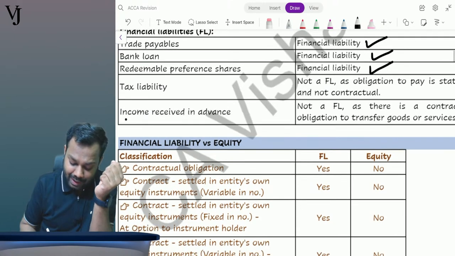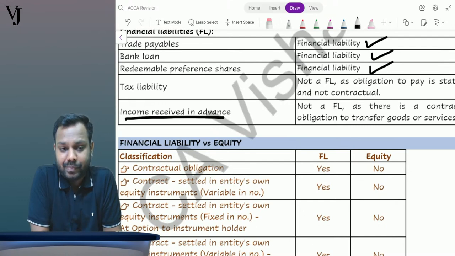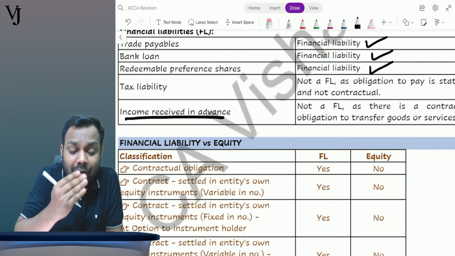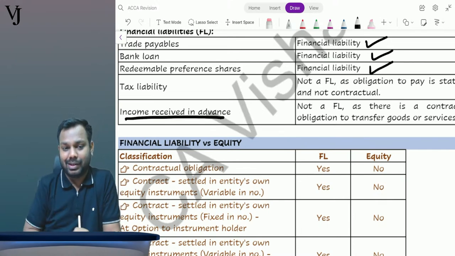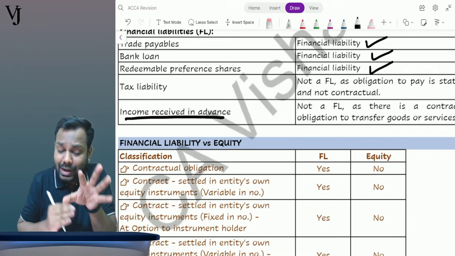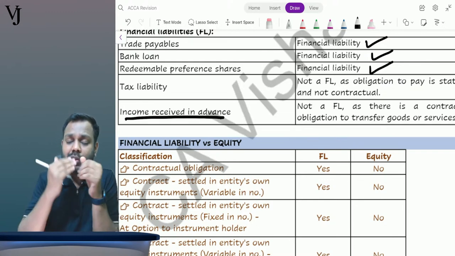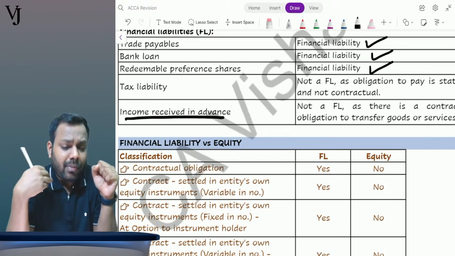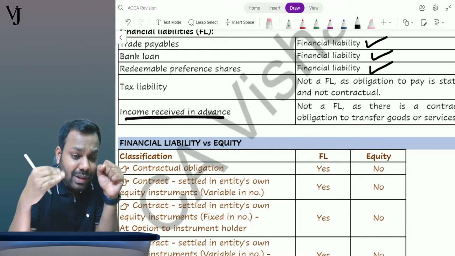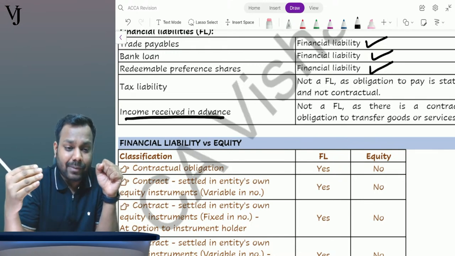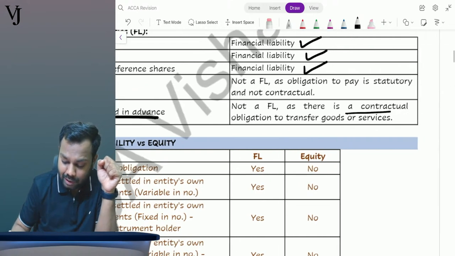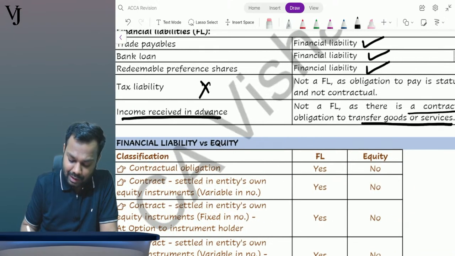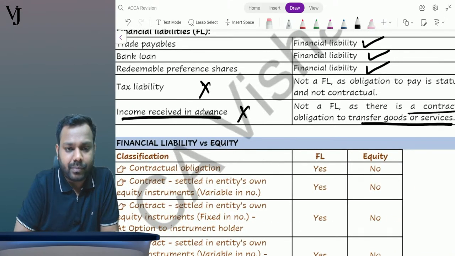Now, income received in advance. Tell me what will happen for this one. You have received the income in advance. You have an obligation to deliver the goods or services, though there is a contractual obligation between you and the customer. I have received the money in advance from the customer. Now tell me, what is my obligation? My obligation is to deliver the goods or services to the customer, not cash, right? Hence, this is not a financial liability, as there is a contractual obligation to transfer goods or services. Is it clear, everyone, till here?